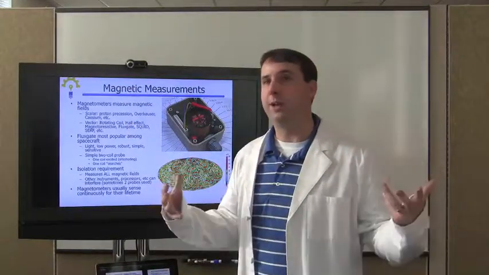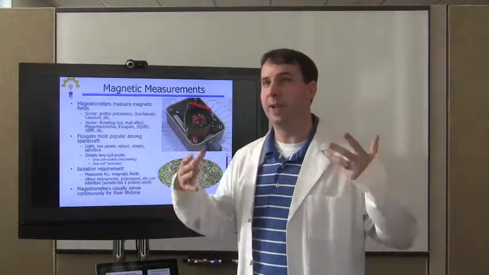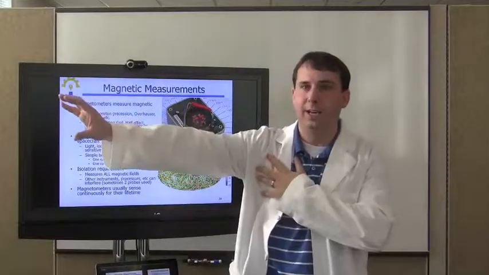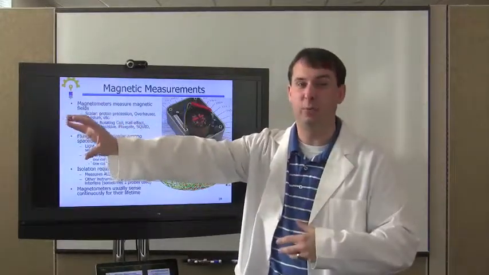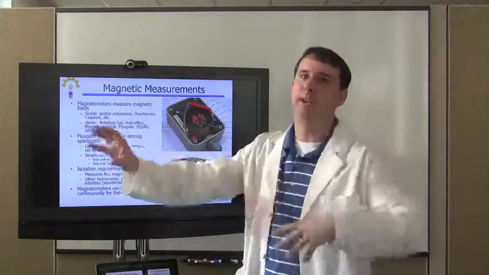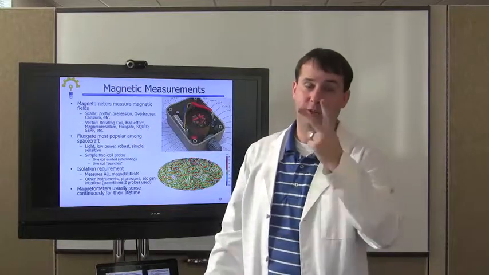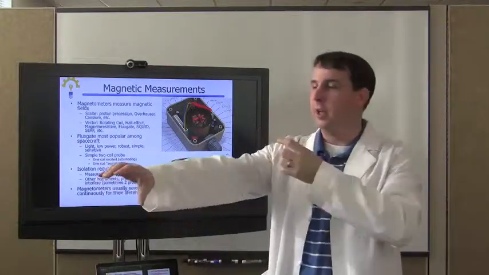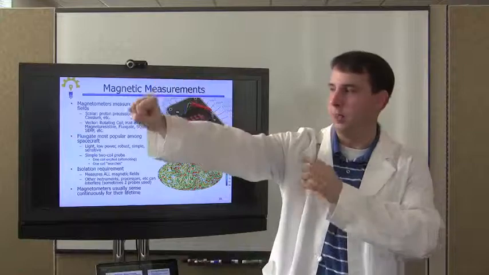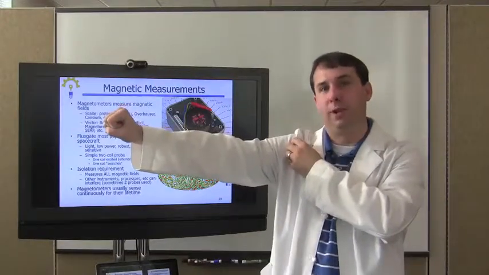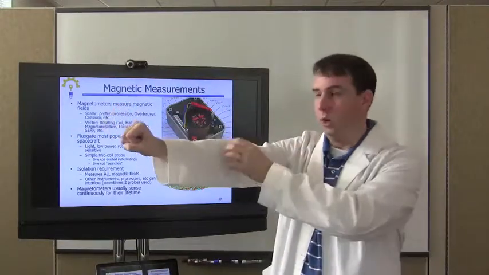So most spacecraft, when they have a magnetometer on board, they'll have it on the end of a long boom, like a 10-meter boom, so that it's far away from any interference. What they'll do is they'll usually have two of them. They'll have one magnetometer at the end of the boom and then another one at the base of the boom. And then if they're really paranoid, they have one in the middle too.